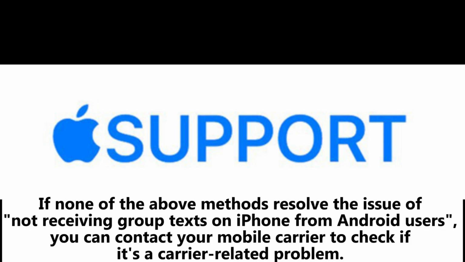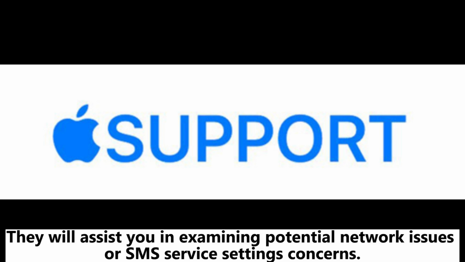Fix 9. Contact your carrier. If none of the above methods resolve the issue of not receiving group texts on iPhone from Android users, you can contact your mobile carrier to check if it's a carrier-related problem. They will assist you in examining potential network issues or SMS service settings concerns.